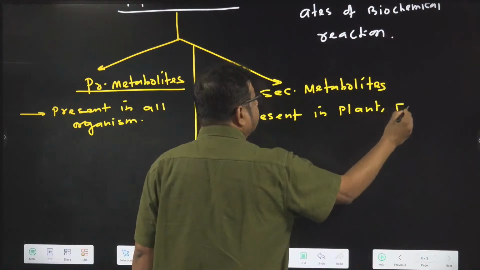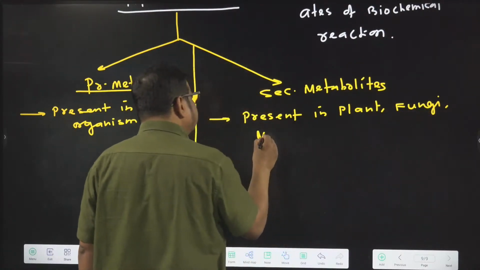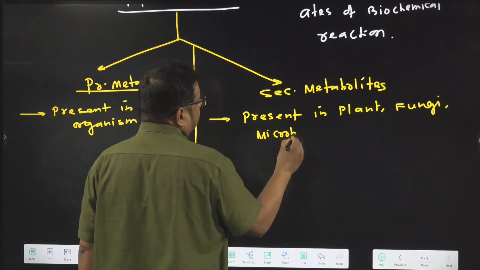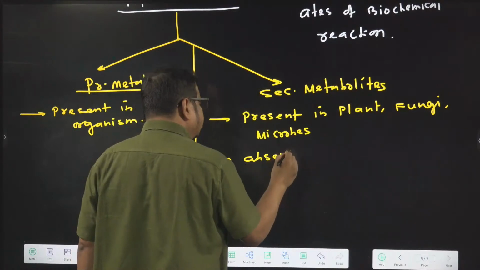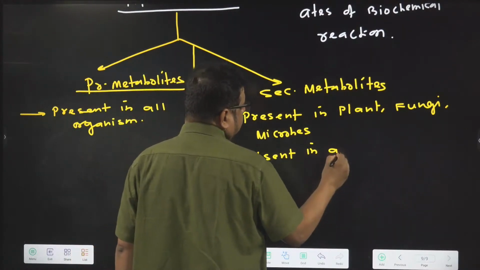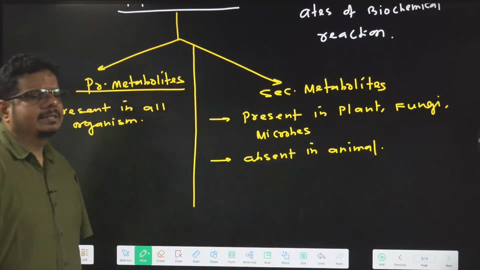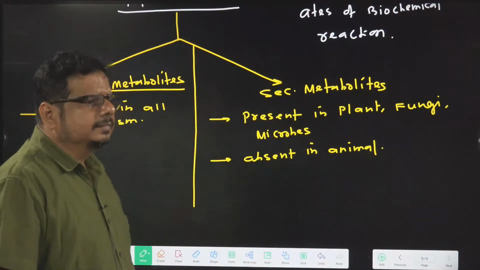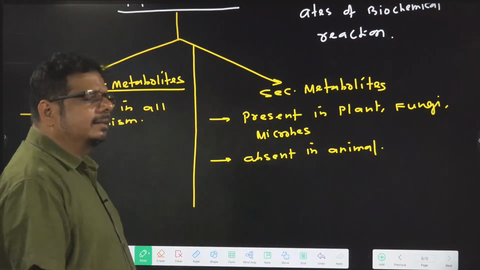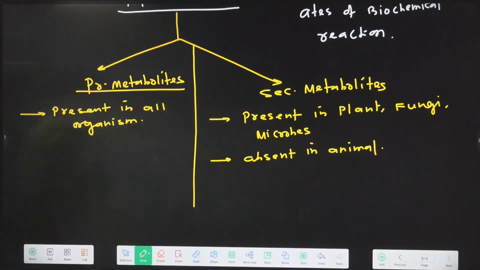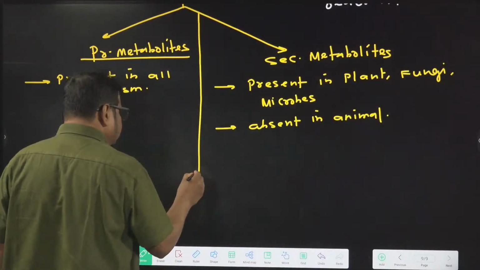Now secondary metabolite is present in plant. It is also present in fungi. It is also present in microbes. But secondary metabolites are absent in animal. In animal, secondary metabolites are not there. In both plant and animal, primary metabolites are there, but secondary metabolites are absent in which one? Animal.